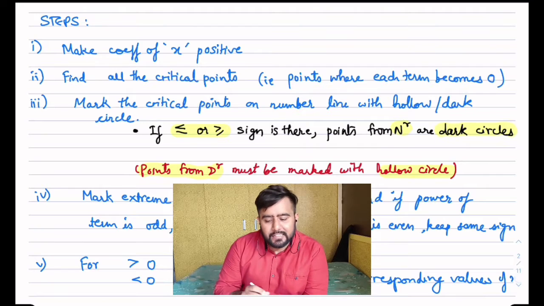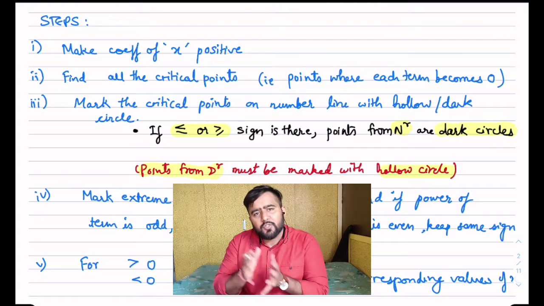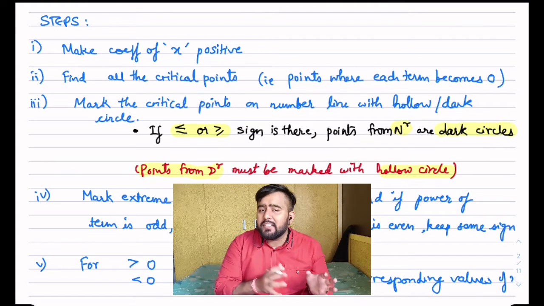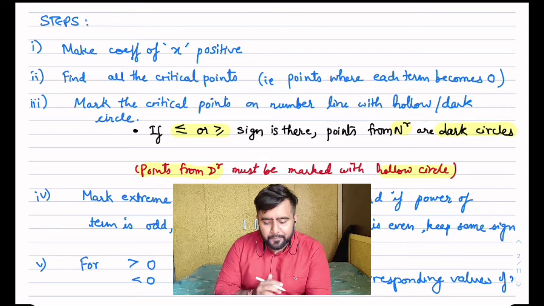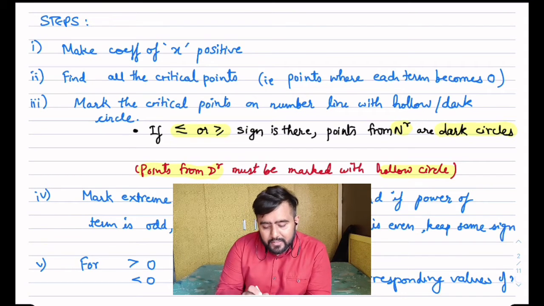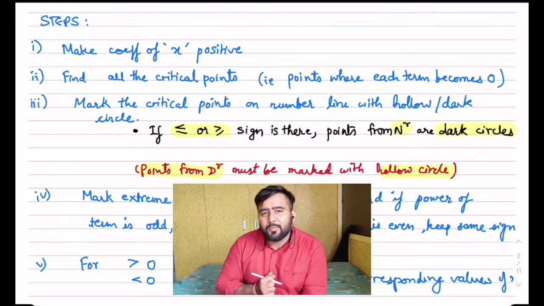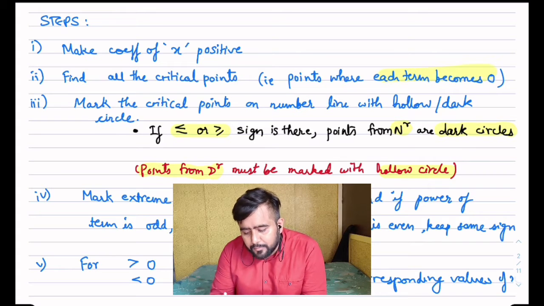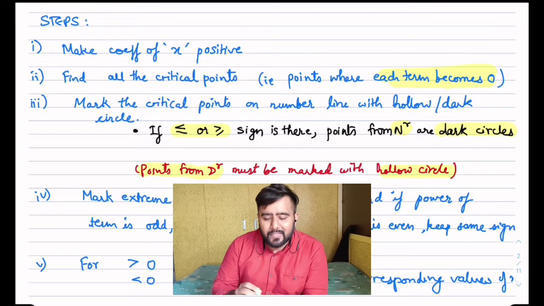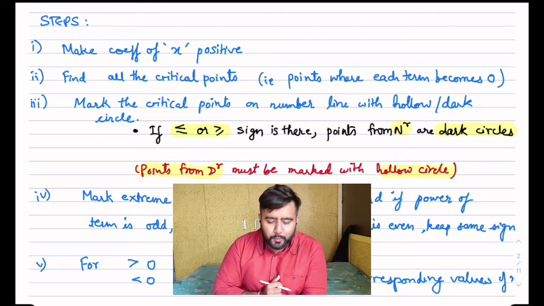As you can see, the first step involved here is to make the coefficient of x positive. Now, when I will be solving the problems, I will discuss each and every step in detail with you. So right now I'm just going through the steps. The second step is to find all critical points. Now, what do you mean by these critical points? These are the points where each term becomes zero. Again, with the problem, I will be explaining each and every step to you.